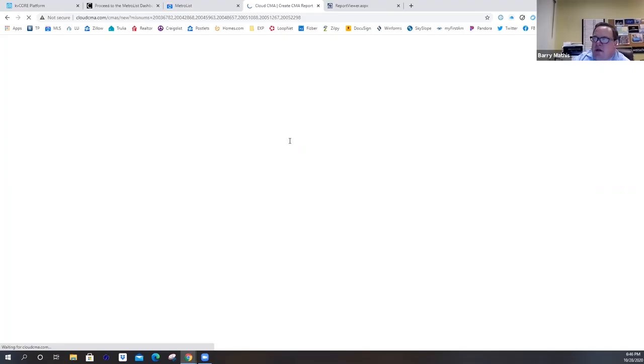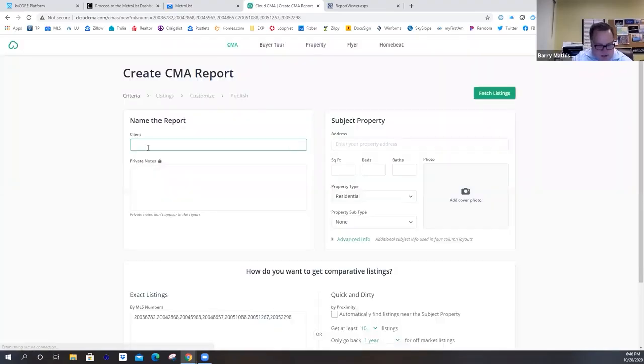There's the cloud CMA. When I click on this, it's going to bring up a new kind of report. I'm going to name it My Place. And it's got the listings of the properties that I had there. And I'm going to say 8333.